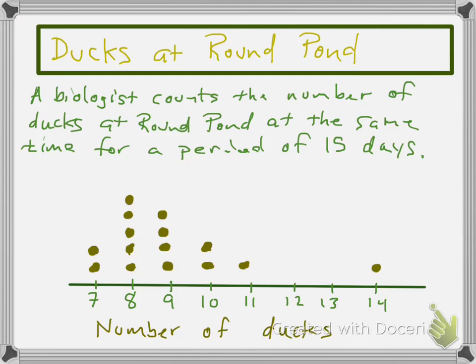Alright, ducks at Round Pond. A biologist counts the number of ducks at Round Pond at the same time for a period of 15 days. So these are the results down here, the dot plot. So we have the number of ducks, and we see clearly we have a range from 7 to 14, and it looks like the mode of the distribution is 8.